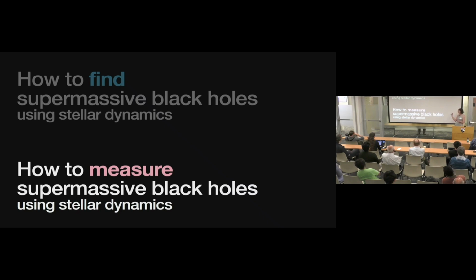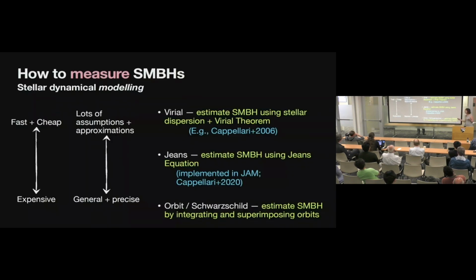How do we actually measure supermassive black holes using stellar dynamics? There are a number of techniques that one can use that range from being very fast and cheap methods to very expensive methods. The cheapest is to just use something that's totally analytical, like use a virial theorem to just write down what the mass is. This requires lots of assumptions and approximations and maybe gets you within an order of magnitude, but it's not actually that precise. Again, we have like 20 sources that we might care about, so we really want precision.